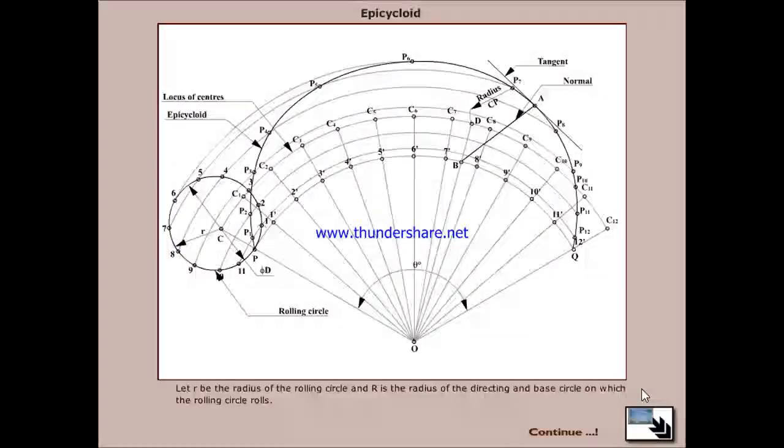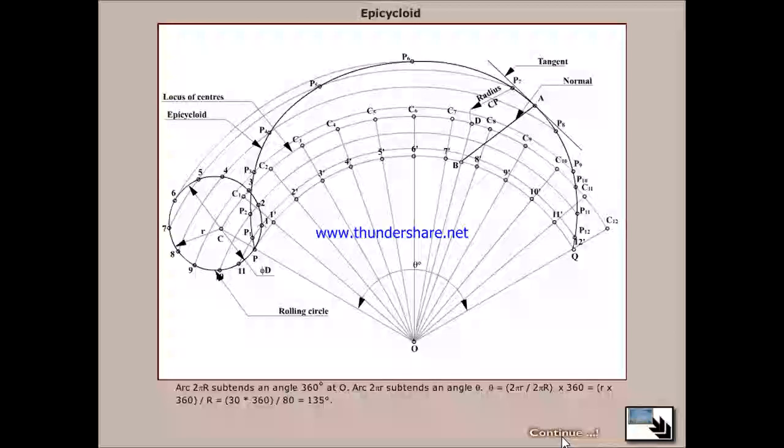Now let small r be the radius of the rolling circle, and capital R is the radius of the directing or base circle on which the rolling circle rolls. We have to calculate theta, the angle subtended by the base circle for one revolution of the rolling circle.